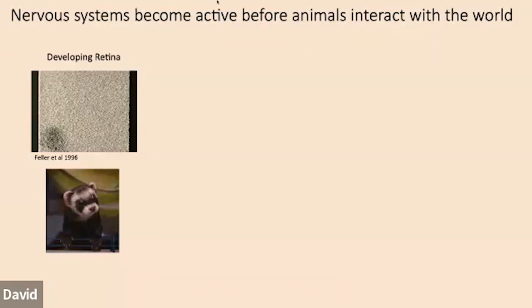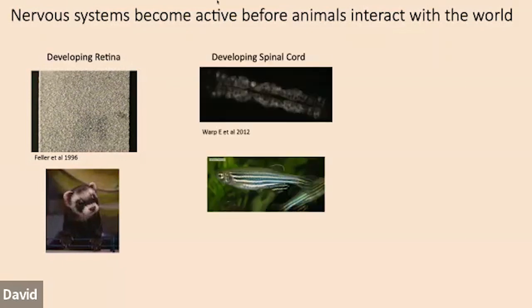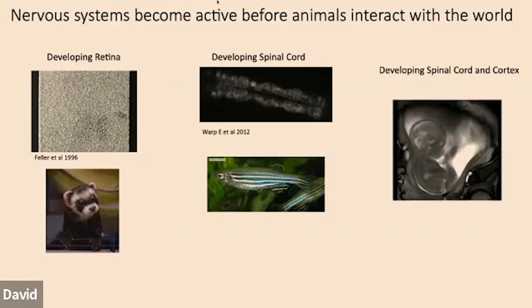This is an example here of a developing retina. This is in ferrets before the animal can actually see anything. The retina is active. You see this also in zebrafish. This is a developing spinal cord before the zebrafish is moving anywhere. The spinal cord is active. And we're all familiar with this, especially moms, how humans also move before they can go anywhere.